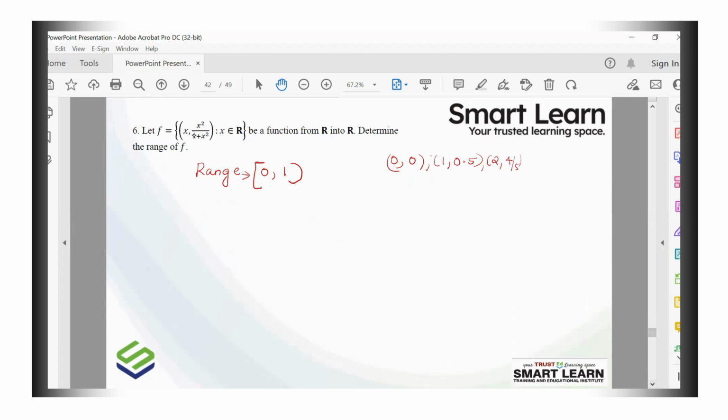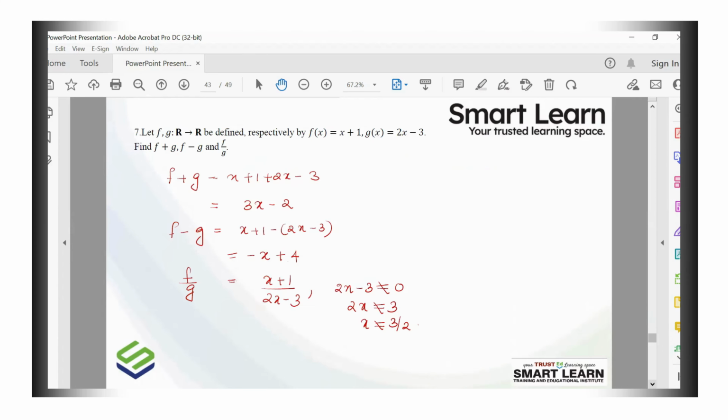This is a very important question. x comma x square by 1 plus x square. So here when you check this one, look, range. That means when I put 0 here, it will be 0 by 1 plus 0, 0 by 1, it will be 0. When I put 1, 1 by 1 plus 1, it will be 1 by 2. When I put 2, 4 by 1 plus 4. So it is between 0 and 1. 0 will come, then it will be 0 and 1. So the answer will be 0 comma 1. These all are easy only, okay?